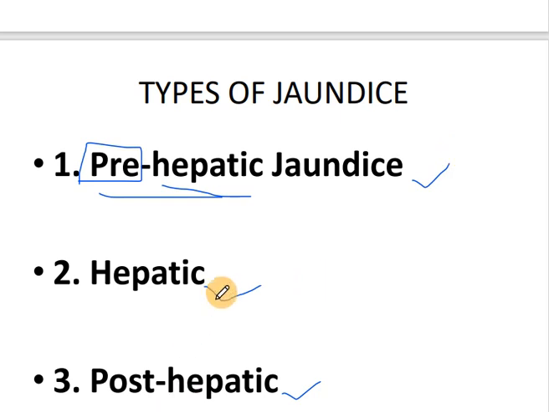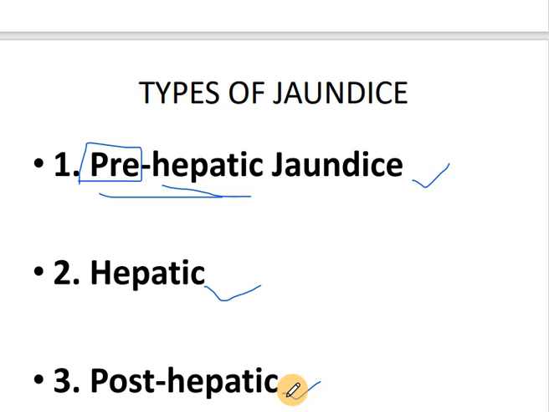We have the hepatic jaundice. This one basically occurs when there is damage to any of the liver cells that help in the transport of the conjugated bilirubin. For the hepatic jaundice, it can lead to an elevated level of what? Either a conjugated or unconjugated bilirubin. The post-hepatic jaundice occurs when the transport of the bilirubin from the liver to the bile duct and to the intestines has a defect. For that matter, the post-hepatic jaundice will lead to an elevated level of conjugated bilirubin.